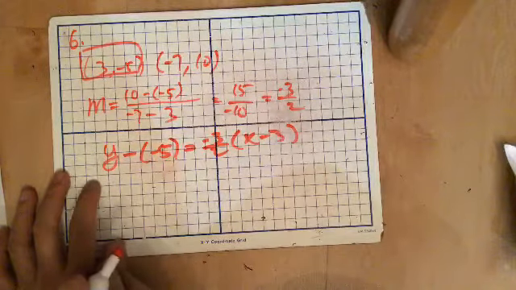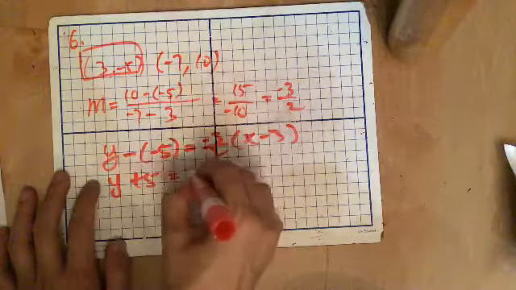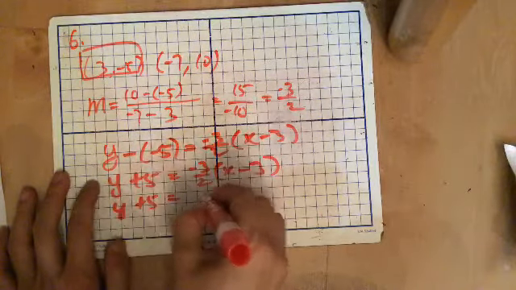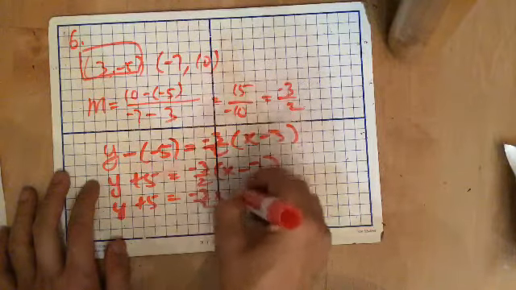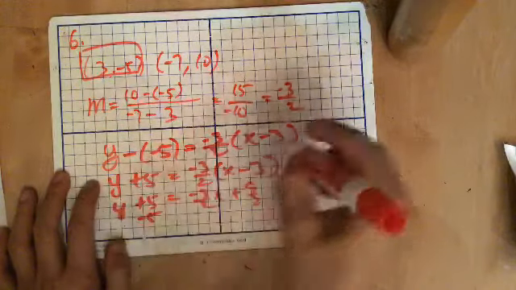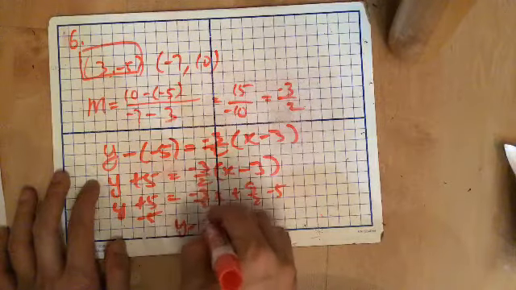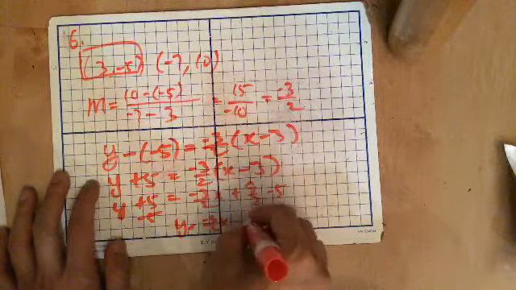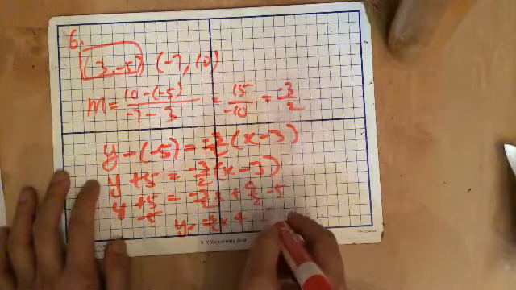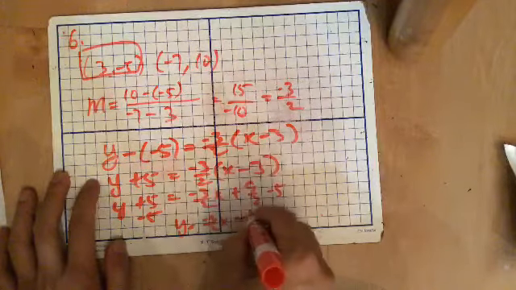y minus -5 is equal to -3 over 2 times x minus 3. And then that's my point slope form. How do I get slope intercept form? It's just going to be y plus 5 is equal to -3 over 2 times x minus 3. I'm going to do y plus 5 is equal to -3 over 2x minus 9 over 2, and I'm going to subtract 5 on both sides. So y is equal to -3 over 2x plus -10 over 2, so it's going to be -1/2.